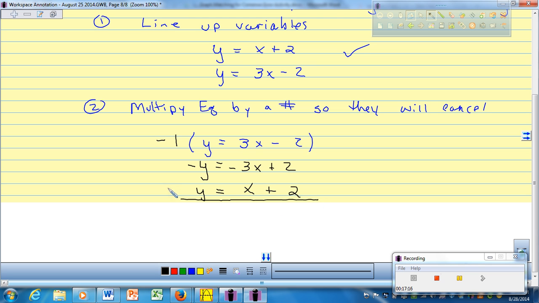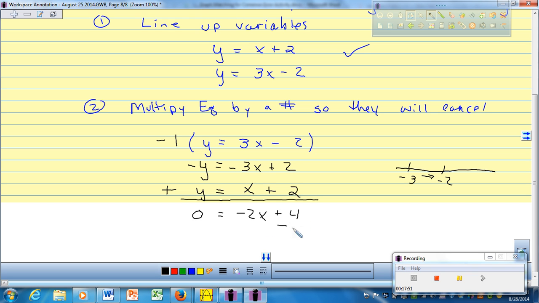Now when I add them, negative y plus y, what happens? That's 0, right? They cancel out. Negative 3x plus x. What's negative 3 plus 1? I know I'm telling you, we're almost done. Negative 3, thank you. Plus 1 is negative 2. So we have negative 2x. What is 2 plus 2? 4. So now we have to solve this equation.